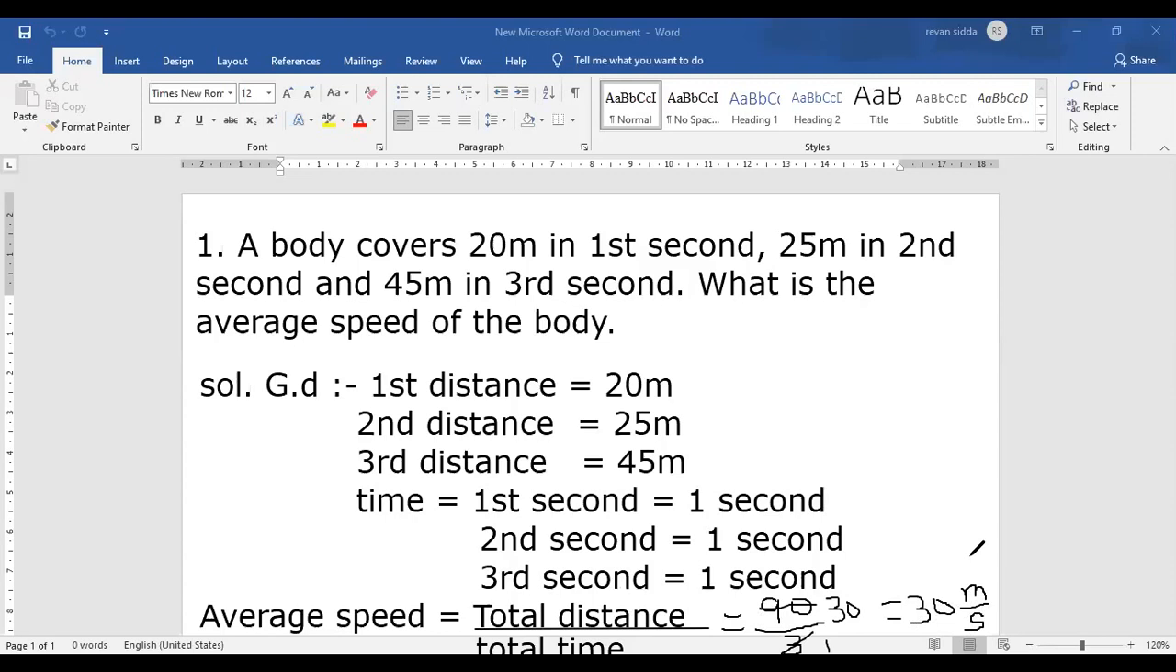Average speed is equal to how much? 30 meter per second. Average speed is equal to 30 meter per second for the first numerical. Understood everyone? I think everyone understood about this one.